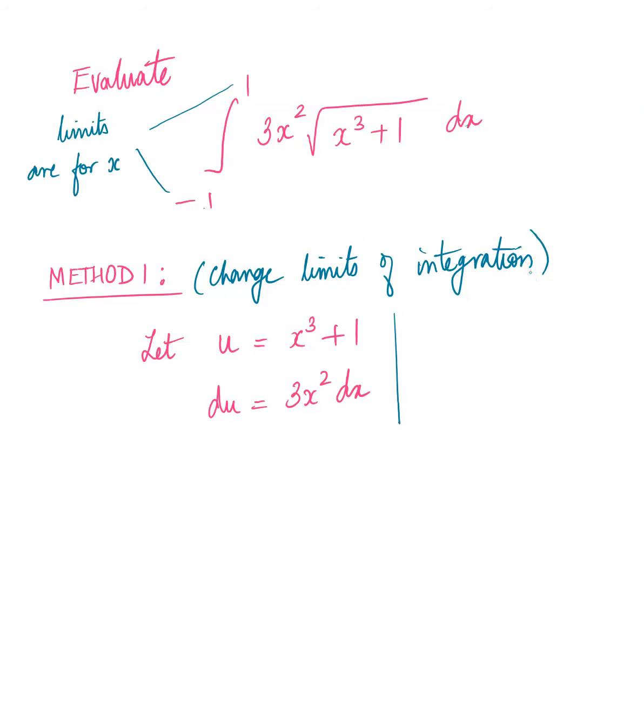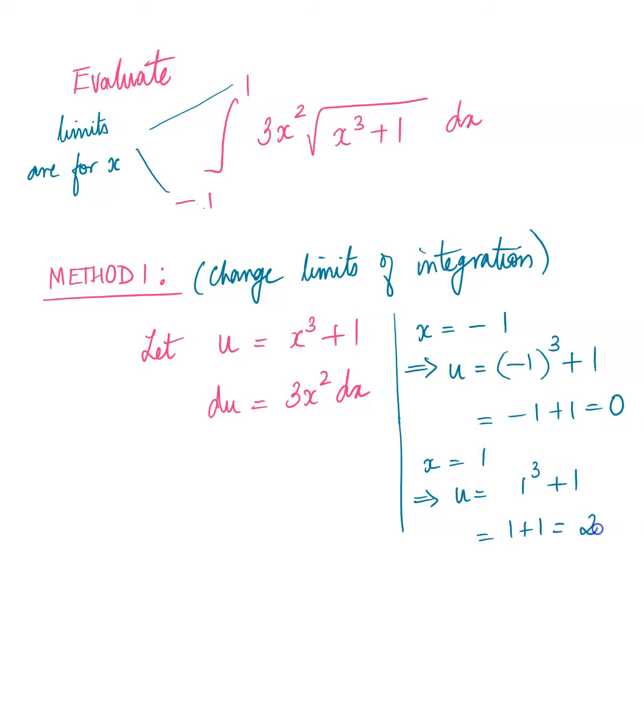That means when x is equal to negative 1, u is negative 1 the whole cube plus 1, which is negative 1 plus 1, which is 0. The other limit is 1. So when x is 1, 1 cubed plus 1 is 1 plus 1, which is 2. So the limits of integration will now become, instead of negative 1 to 1, 0 to 2.